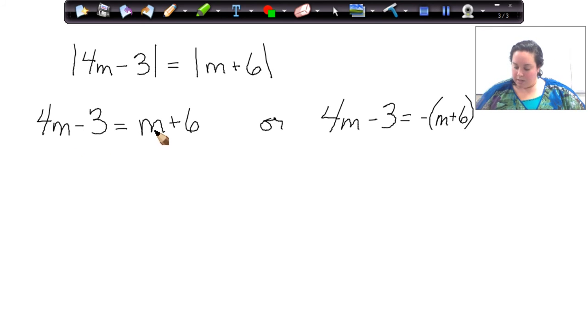So let's solve this one. We'll subtract m from both sides, and we'll add 3 to both sides. So m is 3.